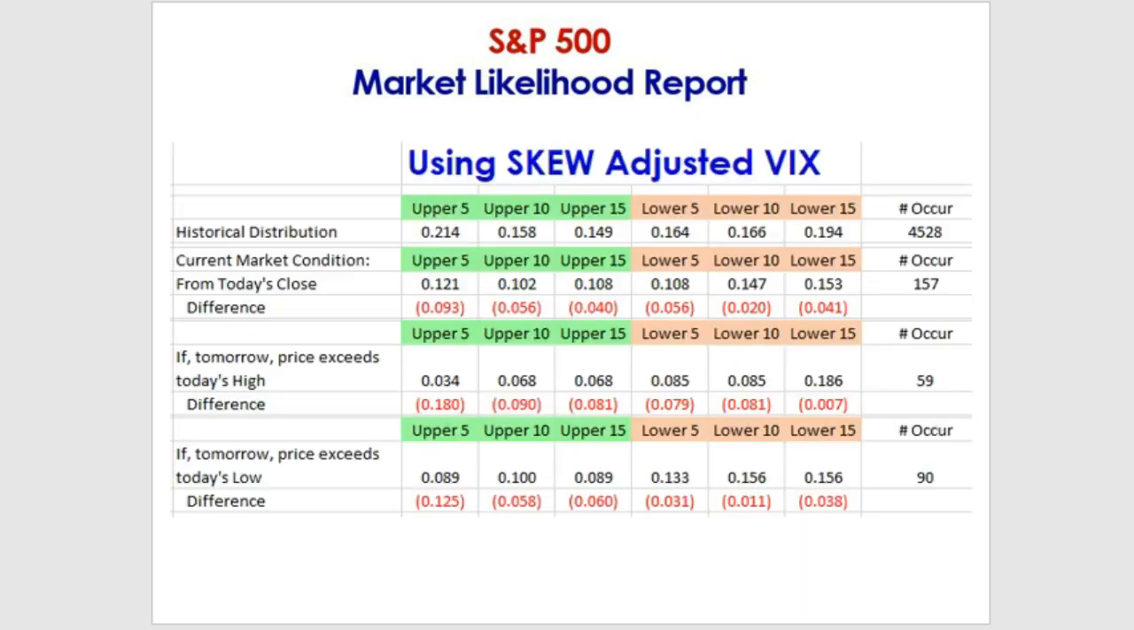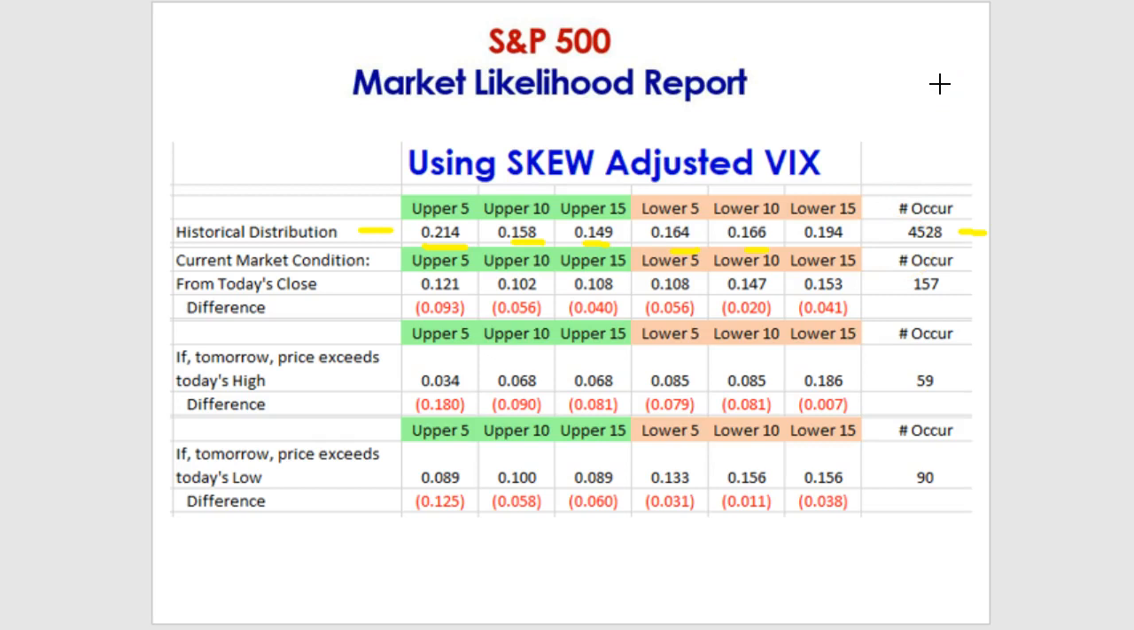And when you take a look at this chart, take a look at the top, the historical distribution. Out of 4,528 closes, the upper 5-day band gets struck 21.4% of the time. Out of 4,528 occurrences, 21.4% of the time it hit the upper 5-day band. The upper 10-day band was 15.8, upper 15, 14.9. The lower bands, the lower 5, 16.4, 16.6, 19.4. Okay? So that is the benchmark distribution of price.